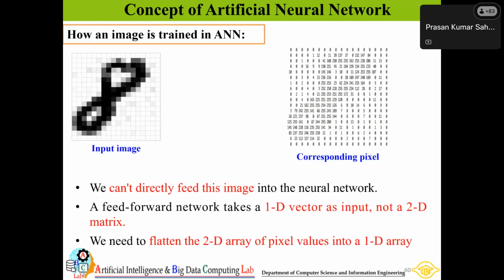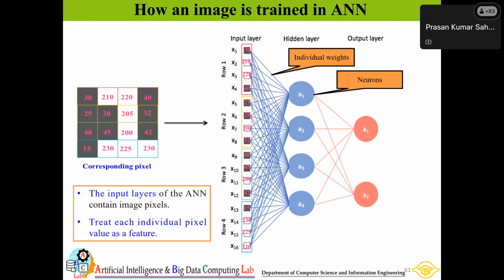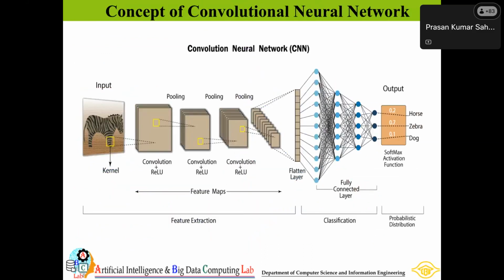So in this example, suppose this is the input image. After pixelizing this image, we can get the corresponding pixel values, and then we can use those values as the input layer in artificial intelligence. As we know, we have three kinds of layers: input layer, output layer, and in between input and output we have the hidden layers, a number of hidden layers. So we can feed that input image to the system with different pixel values such as x1, x2, x3, x4.